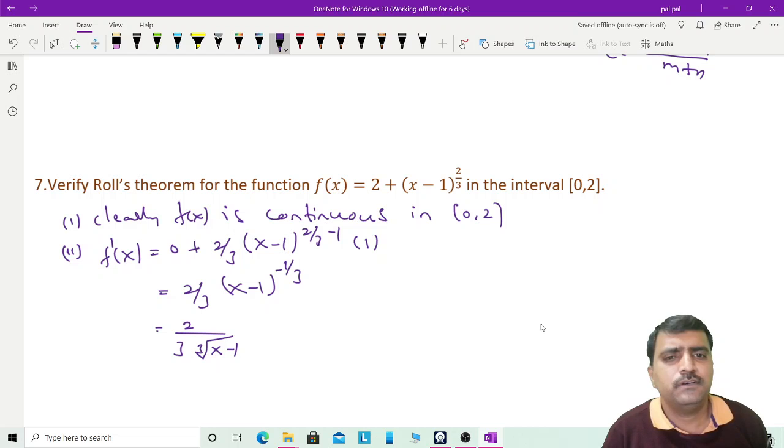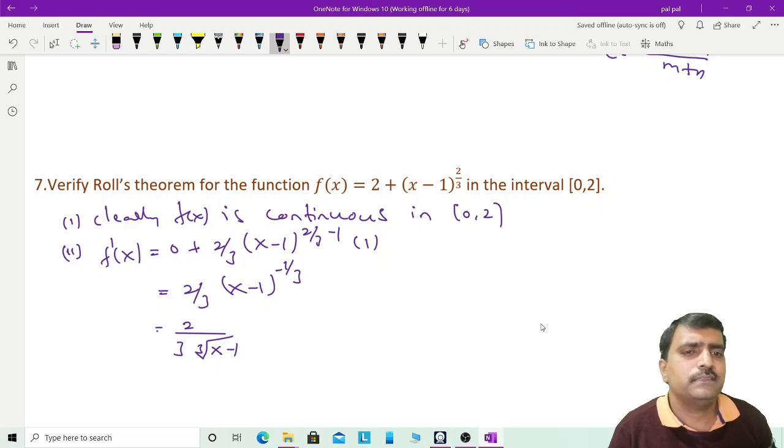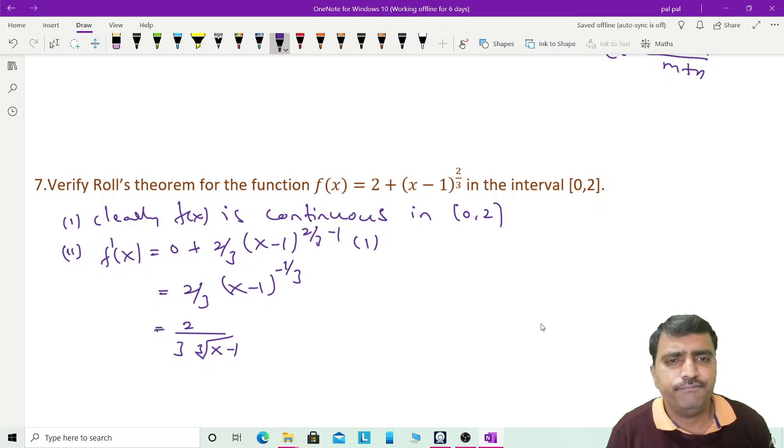So you check the left hand derivative and right hand derivative at the point x is equal to 1. I think they may not be the same. If you find the left hand derivative and right hand derivative at x is equal to 1, they will not be the same, so the given function is not differentiable. When the function is not differentiable, one of the Rolle's theorem conditions fails. If the Rolle's theorem conditions fail, then it is not necessary that a c value exists.